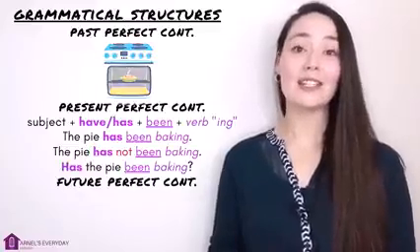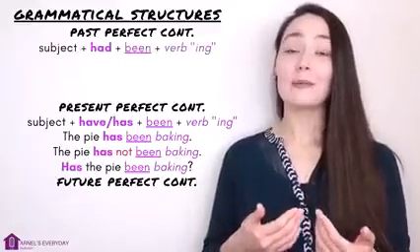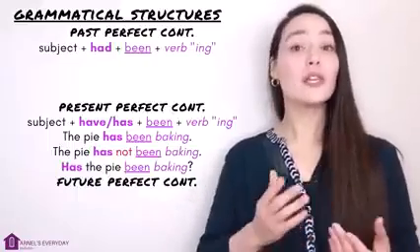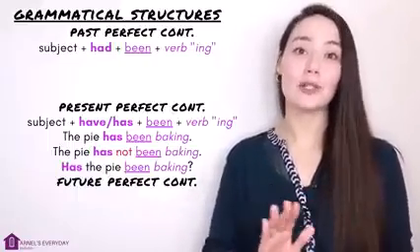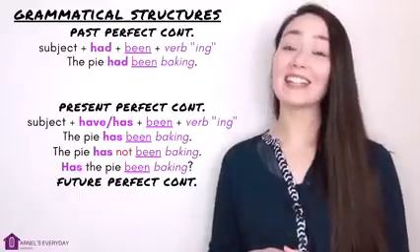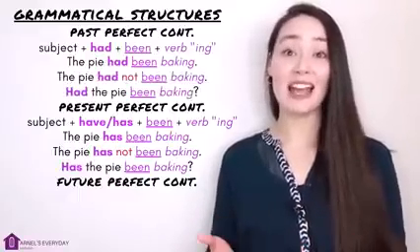Past perfect continuous: subject, had, been, plus verb-ing. The good news is we use had been for all subjects. The pie had been baking. Negative: the pie had not been baking. Had the pie been baking?